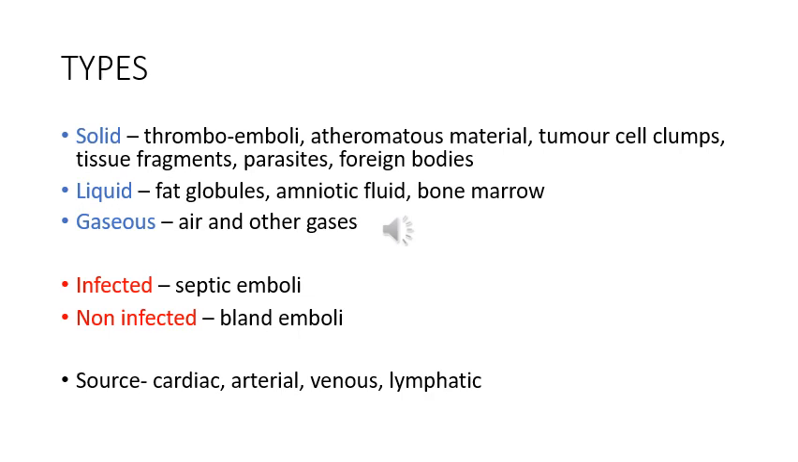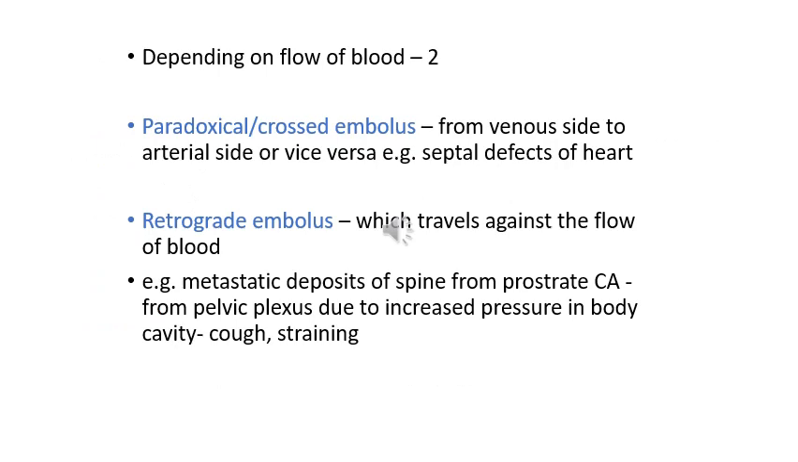And depending on the infection, there is infected emboli and non-infected emboli. Infected emboli is a septic emboli, whereas non-infected emboli is called the bland emboli. And the source of all these emboli can be cardiac, arterial, venous, or lymphatic. And depending on the flow of blood, again two types are there. There is a paradoxical or crossed embolus and retrograde embolus. In crossed or paradoxical embolus, that means there is a mix of venous and arterial side.